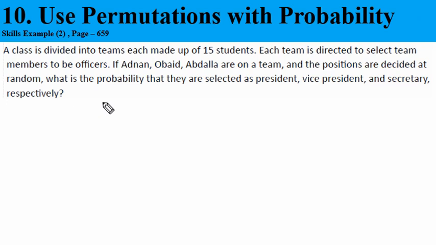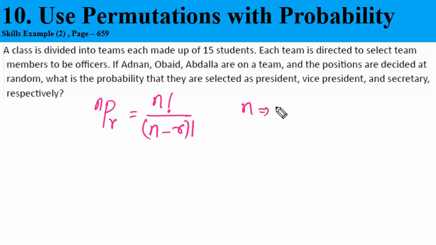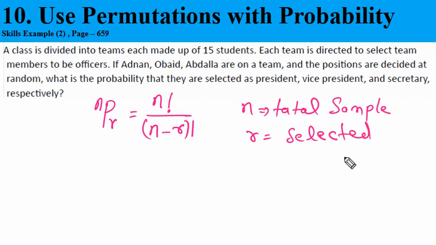This is a very important line, and also there is a formula to find the permutation, which is nPr, and this is factorial n divided by factorial n minus r, where n is the total sample, okay, and r is the selected one, or the chosen one. Now in this question you need to find the probability, okay. So let's read the question. Now remember this formula for permutation.